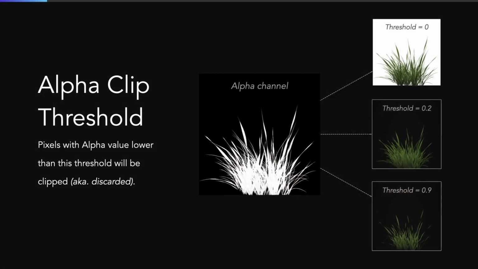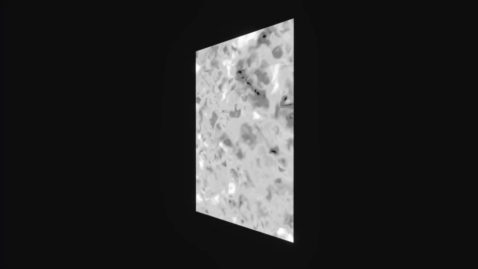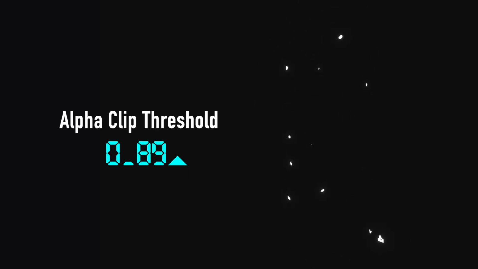We have just learned that the pixels are clipped if their alpha values are lower than the alpha clip threshold. So by having a higher and higher threshold, more and more pixels will be clipped. This effect is just about animating the alpha clip threshold over time and applying it to the object.